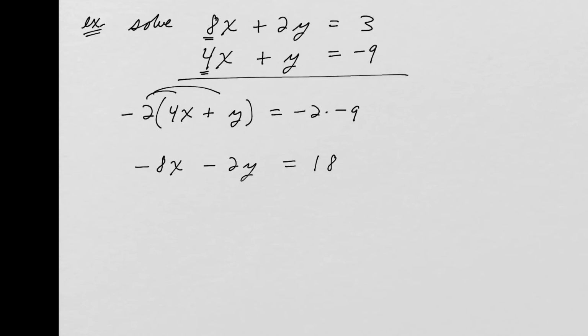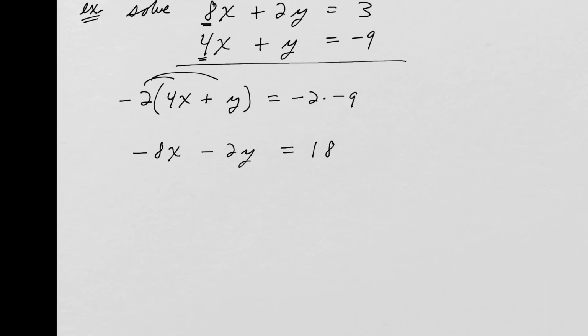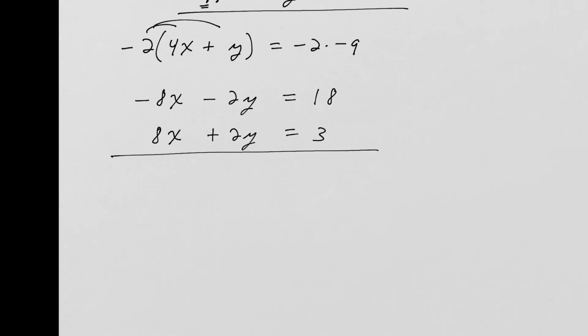Good. It doesn't matter what order you write the equations in, so I'm just going to write that first equation just underneath this one. This is really the second equation, but it's been changed because I multiplied both sides by negative 2. Okay, now I can add and get rid of the x's. But look what happens here. When I add negative 8x and 8x, that's gone, that's 0. But look what happens to the y's. Negative 2y plus 2y is also 0. And then 18 plus 3 is 21. So I'm getting 0 equals 21.